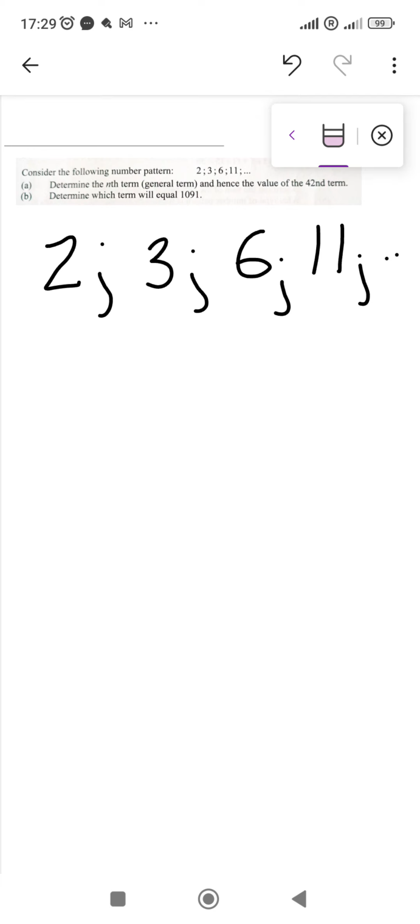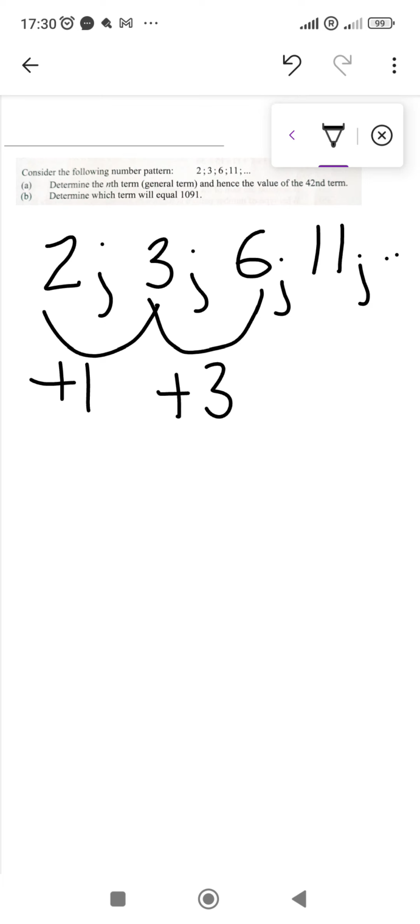The first part of the question says determine the general equation or the nth term of the sequence, and how we go about that is first by finding the difference of the terms. The reason we do that is so that we can identify what kind of sequence this is, because they don't tell us. Okay, so we'll say from year to year, you had to add one to get from the first one to the second one. From the second one to the third one, you had to add three. From the third one to the fourth one, you had to add five. All right, so that's easy enough to see.